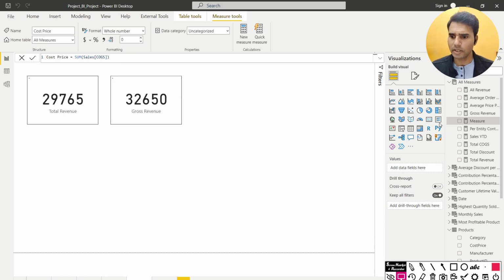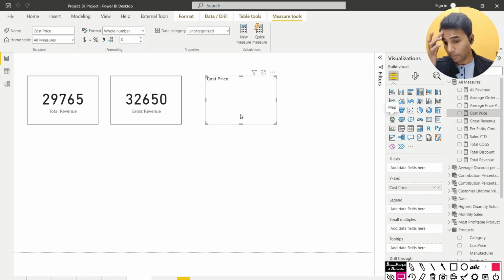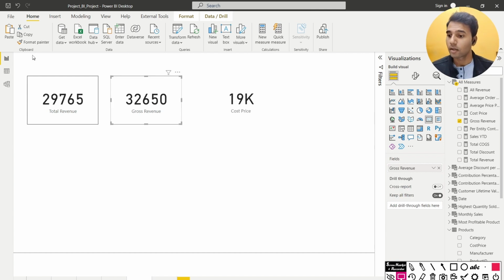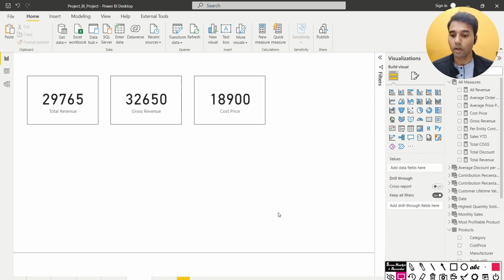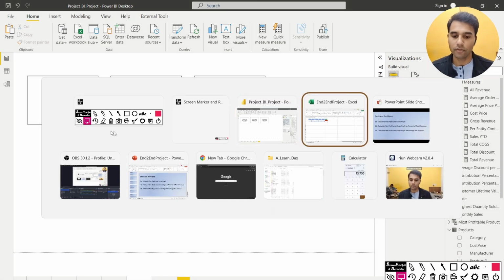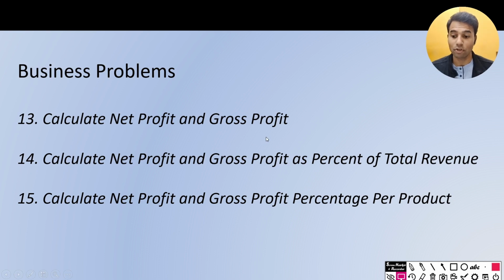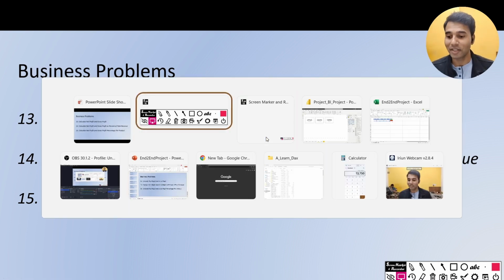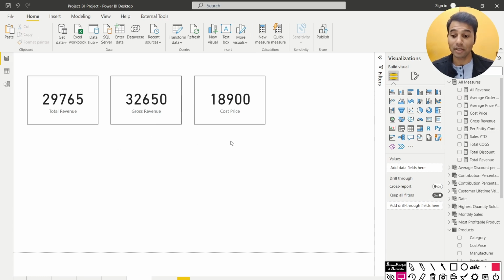This will be the least of these three values. So if I pull it here, change it to a card and change its formatting. So this is the cost price. So what was 100 in Excel is 18,900 in Power BI. What was 120 in Excel is our gross revenue, which is 32,650. And what was 115 in our Excel sheet is essentially this total revenue. So we have covered the first part, which is to calculate the net profit and gross profit, or have we? No, we haven't. We've just calculated the total revenue, gross revenue, and cost price.